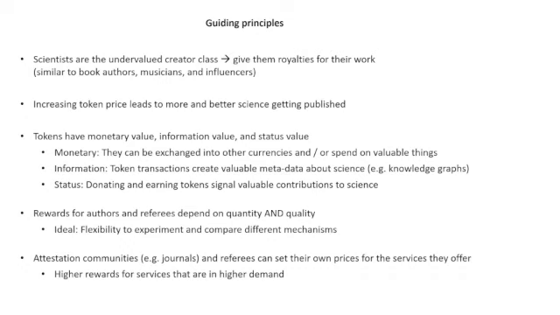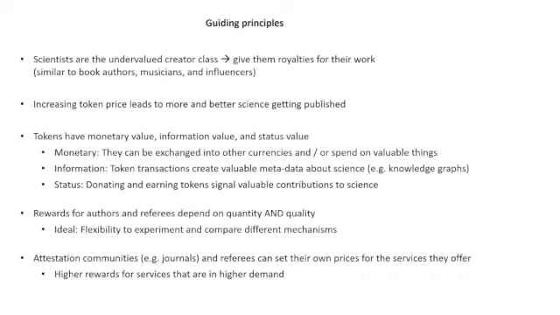Third, the tokens have not only a monetary value, but they also have an information value and they have status value. Monetary obviously means they can be exchanged into other currencies and/or spent on valuable things. Information value would come from token transactions creating valuable metadata about science, such as knowledge graphs. I'm not going to go into that, but I think there's a lot of potential there. And then status comes from donating and earning tokens, which signal valuable contributions to science.